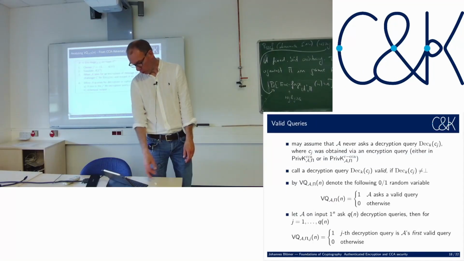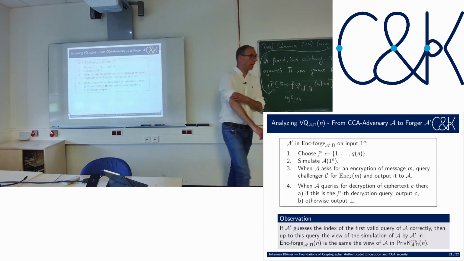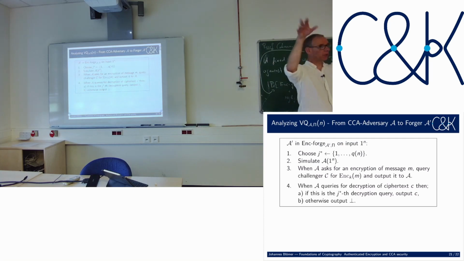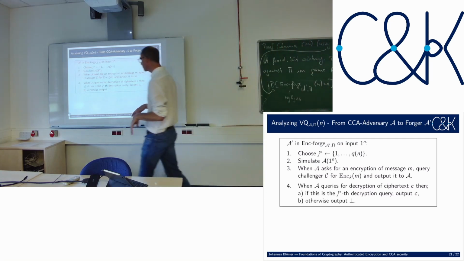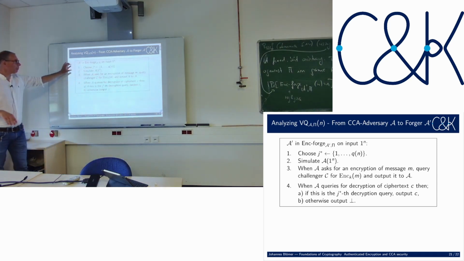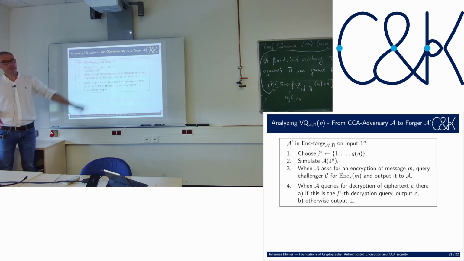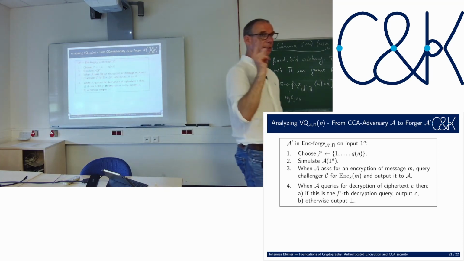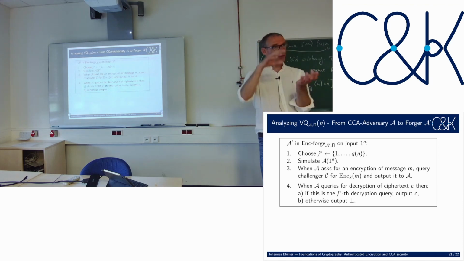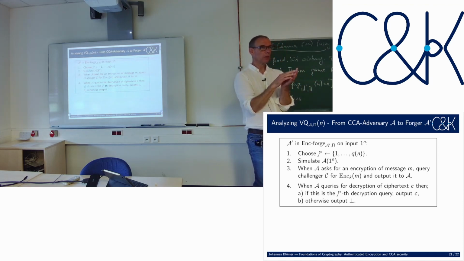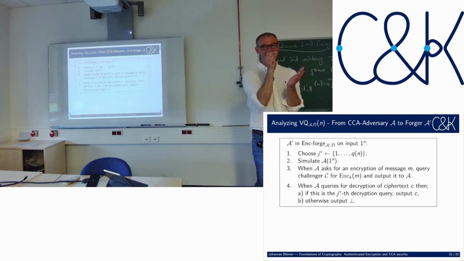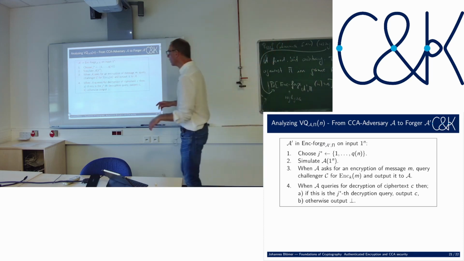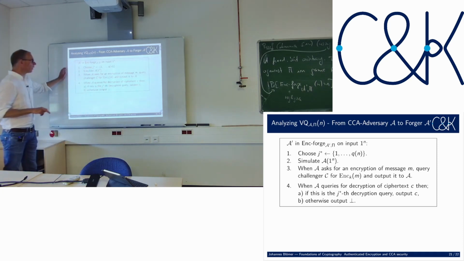So here we go. So A prime from A. We have our fixed but arbitrary A. Now we define our A prime. In the first step, A prime chooses an index J prime in the set 1 through q of n. Index guessing. It tries to guess the first time A in the original game poses a valid decryption query. It tries to guess that position. Okay? Then it simulates A on 1 to the n.